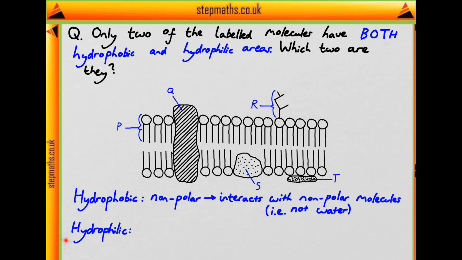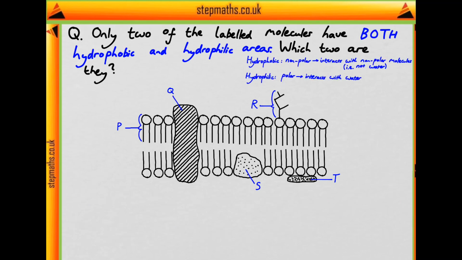And next, what do we mean by hydrophilic? Hydrophilic means the opposite. The molecule is polar, and so it interacts with water, water being a polar solvent. Therefore, the hydrophilic areas of the labelled molecules will be those which interact with water. And we know that the water is on either side of this lipid bilayer. So essentially, all we're looking for are two molecules which both interact with the water and with this non-polar hydrophobic portion of the lipid bilayer. So let's start with P.